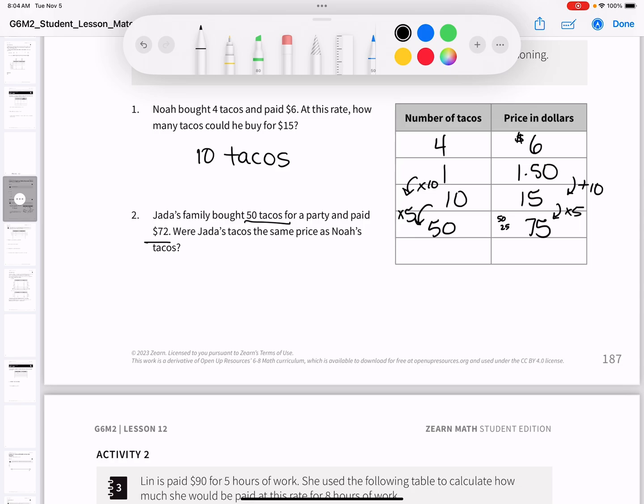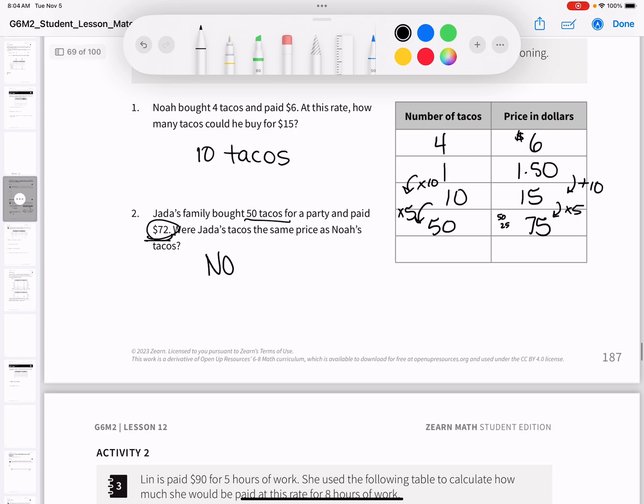Jada paid $72 for 50, and Noah paid $75 for 50. So, no, they did not pay the same price. Noah's tacos cost more money.